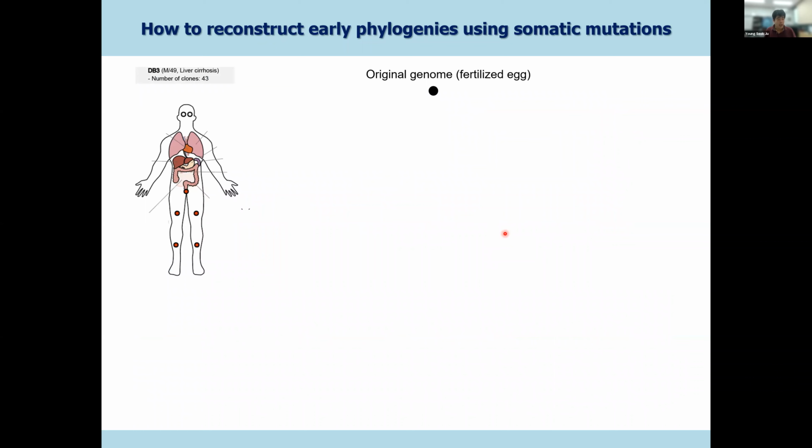Let me show how we constructed the early phylogenies using somatic mutations. From donor body 3, the third donor, we collected 43 clones. For example, the first clone was derived from the left eye muscle, and from its whole genome sequencing we identified around 2,000 somatic base substitutions. From the clone from the lower pubic region, we identified around 1,400 base substitutions. Interestingly, 8 mutations are shared between those 2 clones.